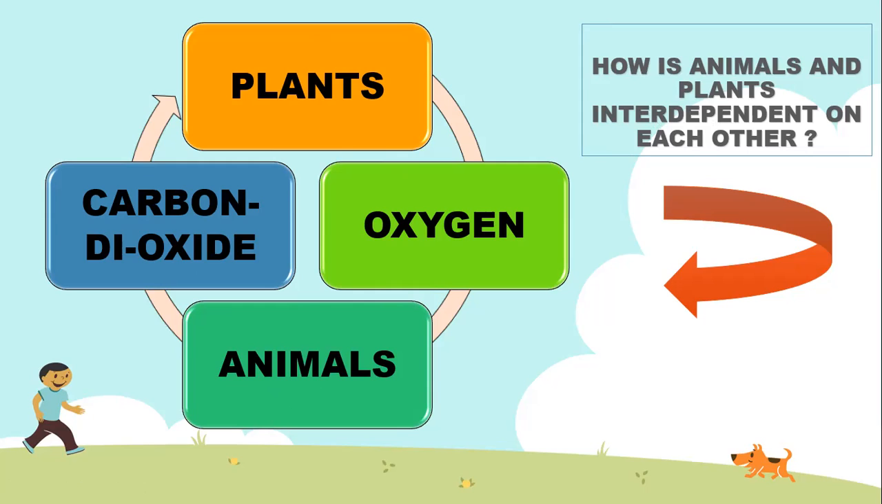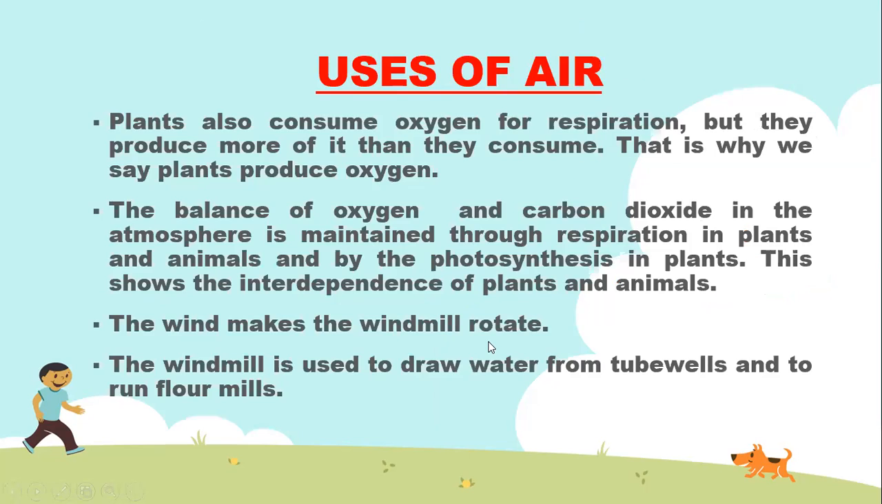Interdependent means they cannot live without each other. If I delete plants from here, can this cycle continue? No. If I delete animals from here, can this circle continue? No. If we remove animals, nobody is there to provide carbon dioxide to the plants, and if we remove plants, nobody is there to provide oxygen to the animals. So they are interdependent.